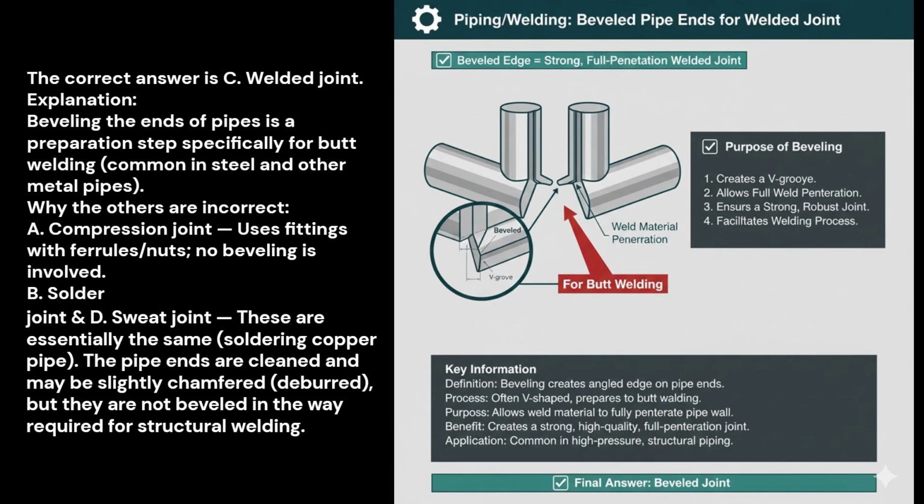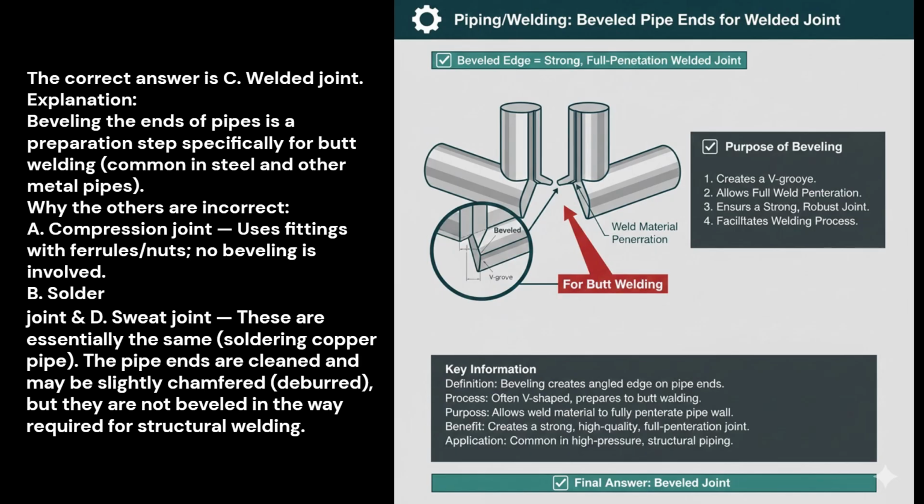The correct answer is C. Welded joint. Explanation. Beveling the ends of pipes is a preparation step specifically for butt welding, common in steel and other metal pipes. The beveled edge, often in a V-shape, allows for proper penetration of the weld material and creates a stronger, full penetration weld joint.